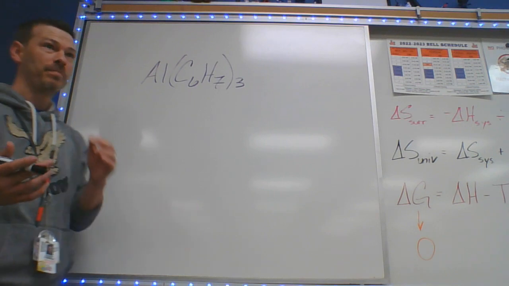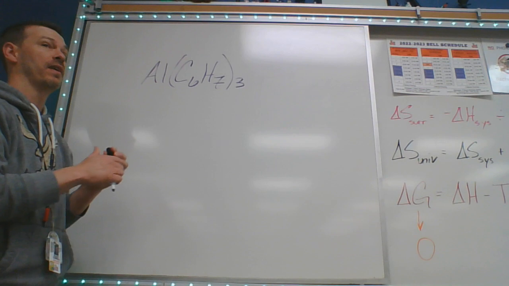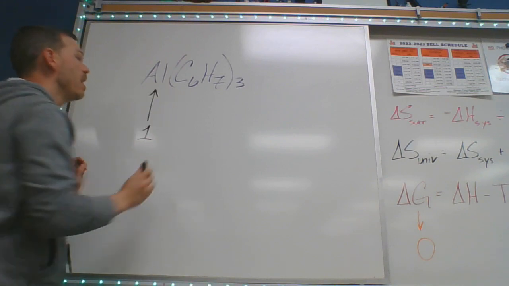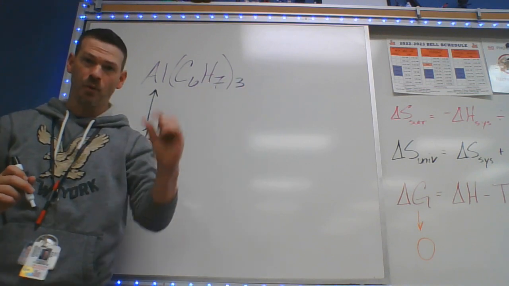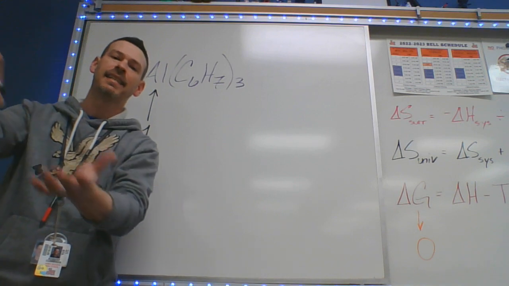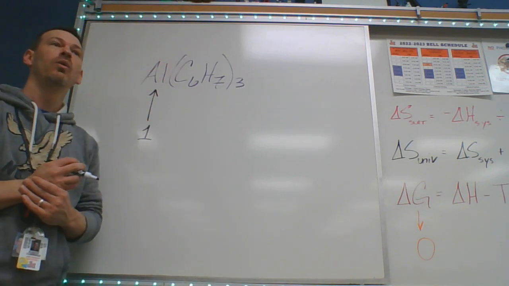So here comes the big question. How many aluminums do you think there are in this formula? There's one. That's correct, all right? Because a number that's outside parentheses as a subscript is only going to affect everything that's inside those parentheses. The aluminum's not, so there is only one of them.